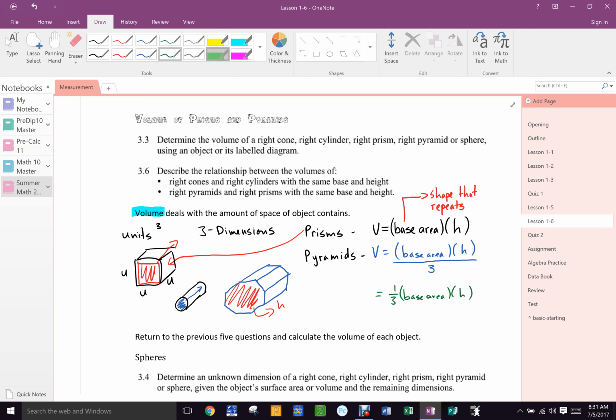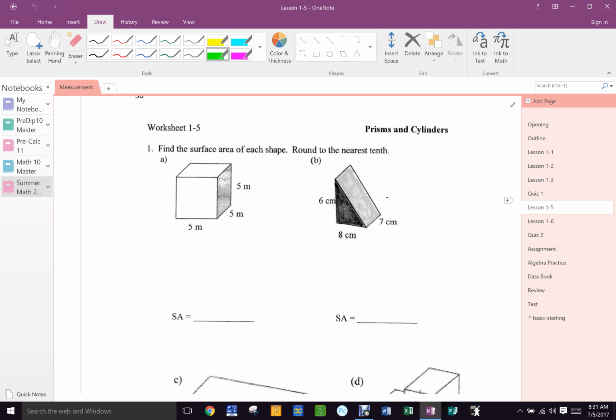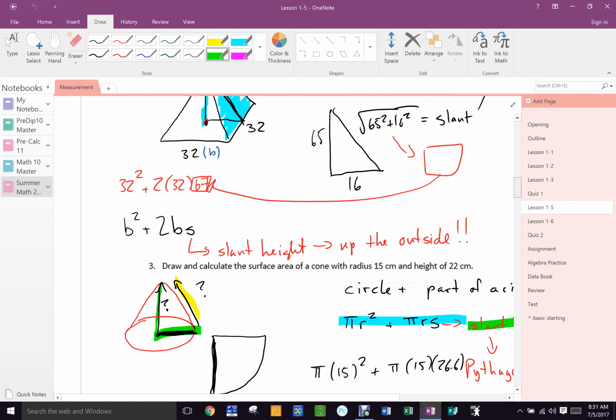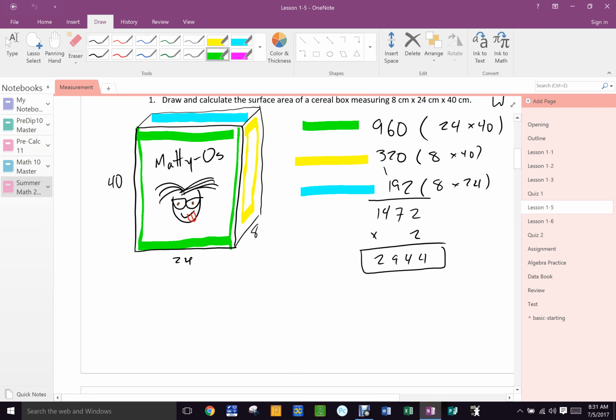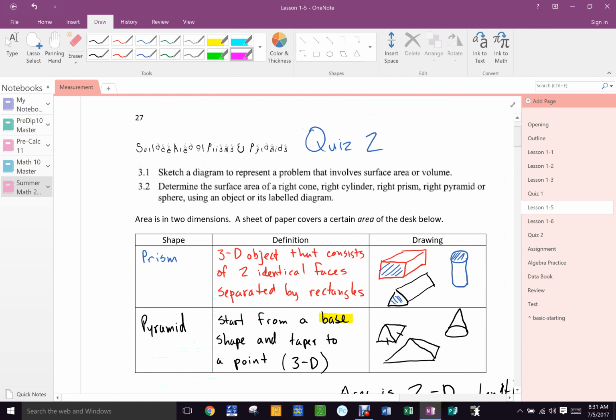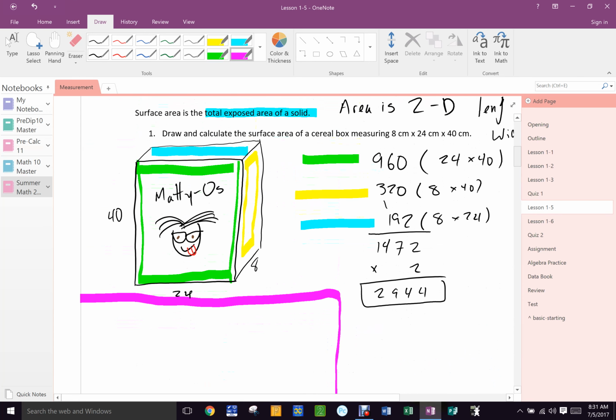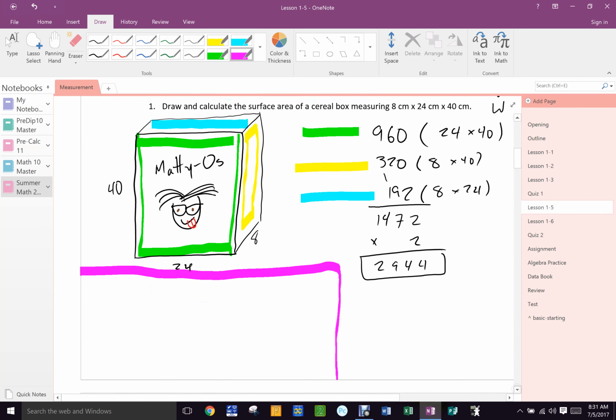So there's only 4 questions. I took one out. Calculate the volume of each object. So we're going back to the previous surface areas that we've done. And you don't need a lot of room because you won't have a lot of room. So I'm going to block this off with a purple box. We're at the Matteos question on page 27. So I want the volume of my Matteos box.